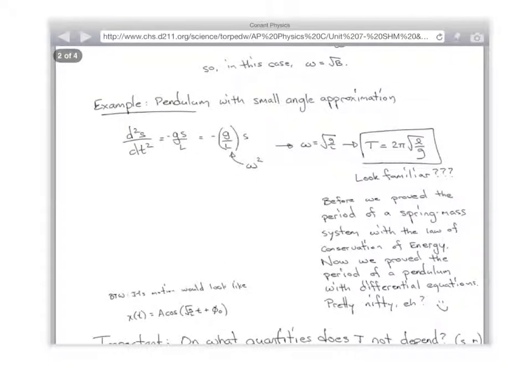So, on what quantities does the period of the pendulum not depend? Mass. Did you know that if I hung two objects, a more massive one and a less massive one, they would both have the same period? Did you know that? Yeah. Because it's root L over g.